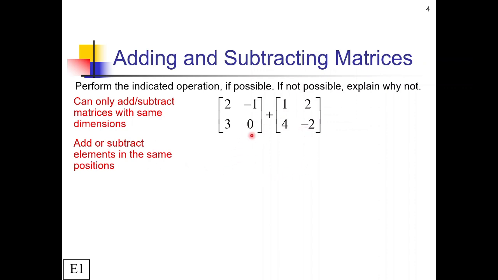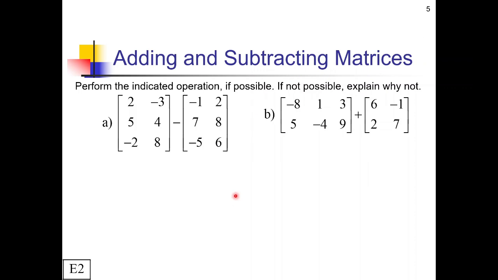Alright, so we're going to add the upper left elements first. So 2 plus 1. Then we have -1 plus 2. And then 3 plus 4. And then finally 0 plus -2, so 0 minus 2. And then we just have to simplify all this. So that's going to be 3, 1, 7, and -2.